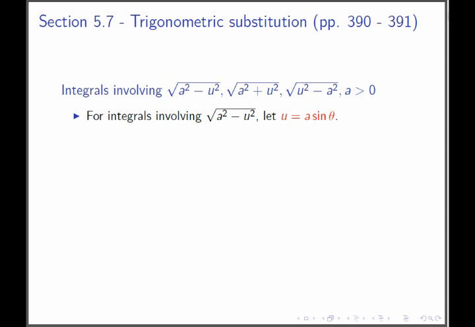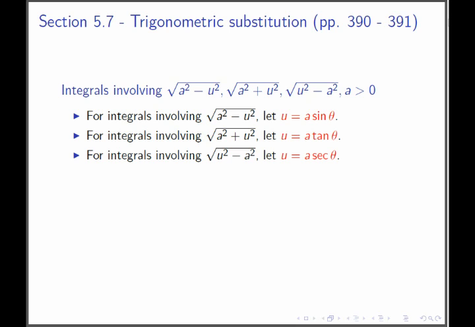If we encounter the form a squared minus u squared under a square root, then we let u equal a sine theta. If we encounter a squared plus u squared under a square root, then we let u equal a tangent theta. And for this third form, we let u equal a secant theta. Now, to explain why these substitutions work, I'm going to first make a short digression.